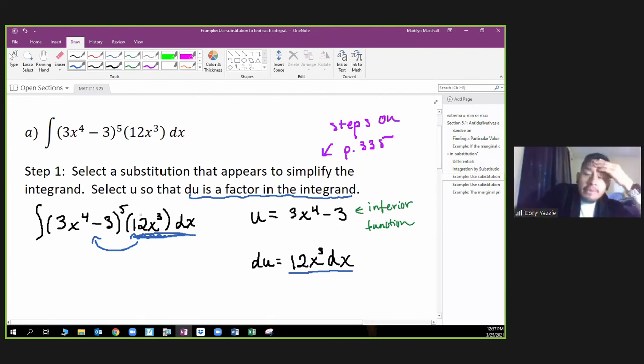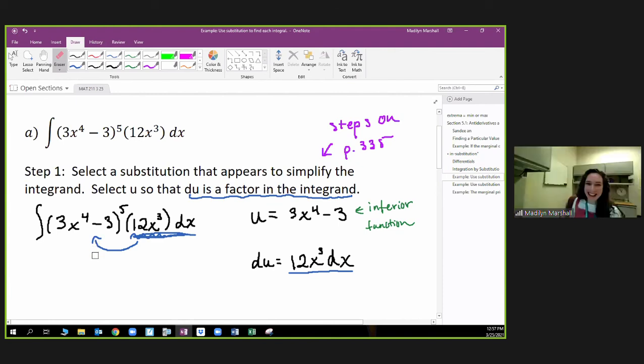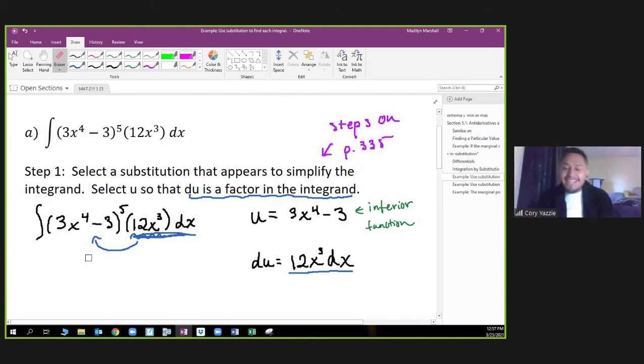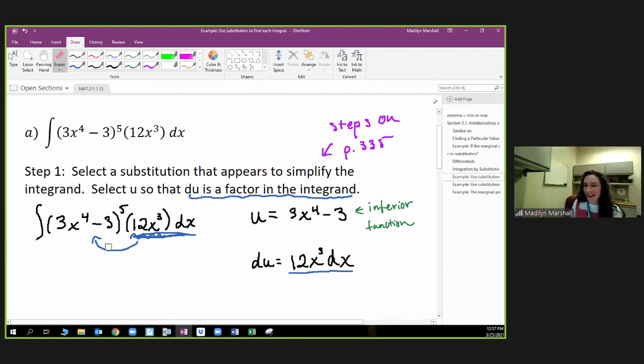Real quick, Madeline, that's why you underline that du is a factor in the integrand, because it's literally a factor in the integrand. Yes. That makes, I don't know how it makes sense, but it does. It's kind of crazy. Good. Glad.